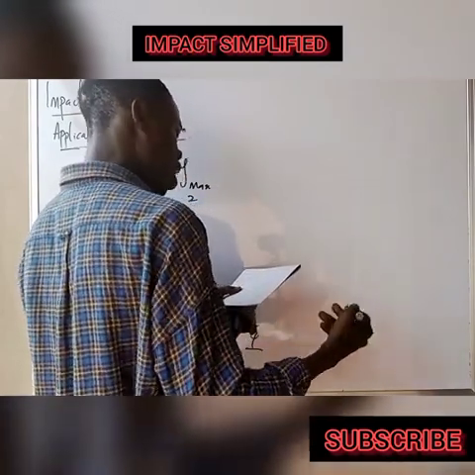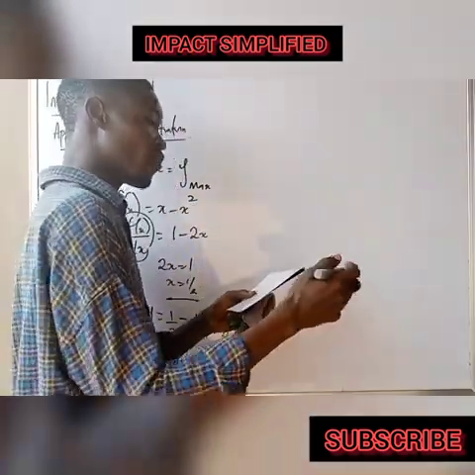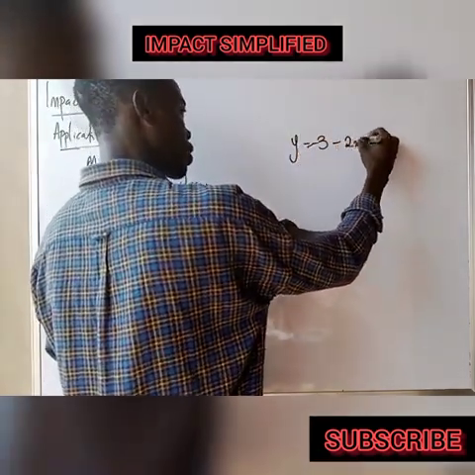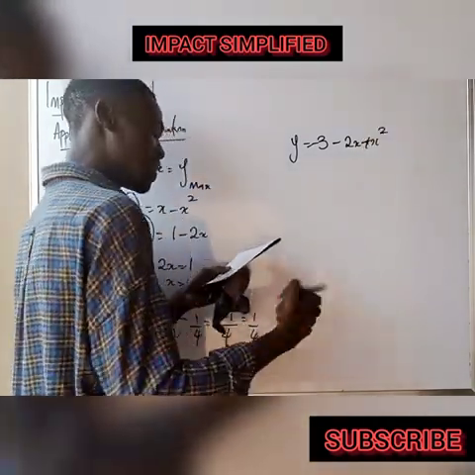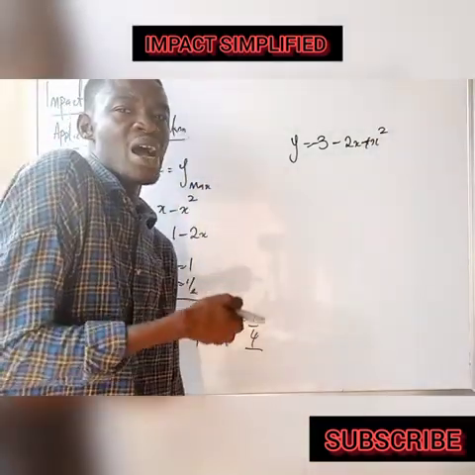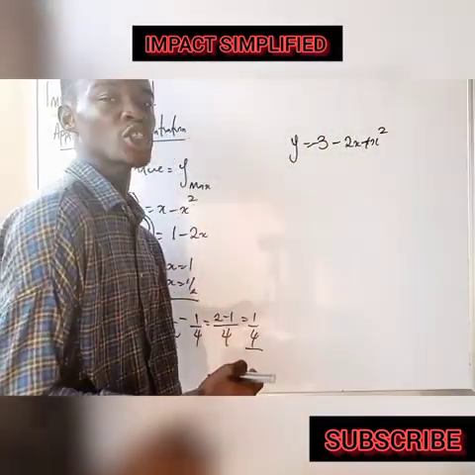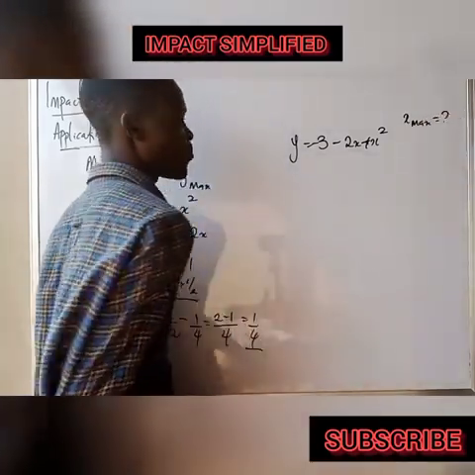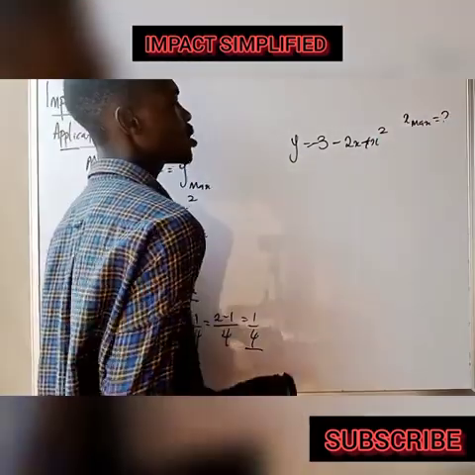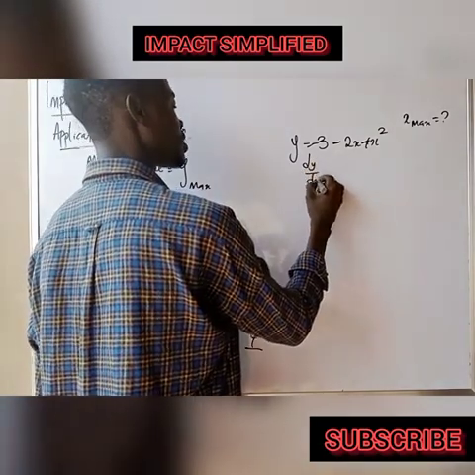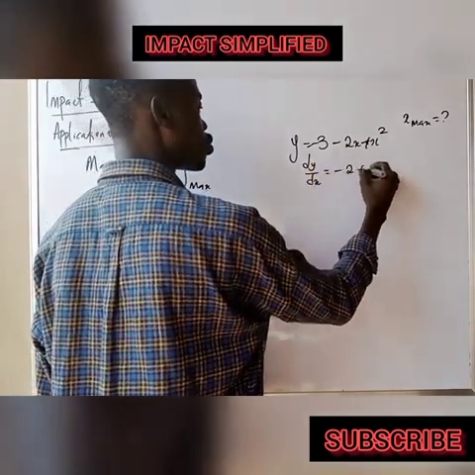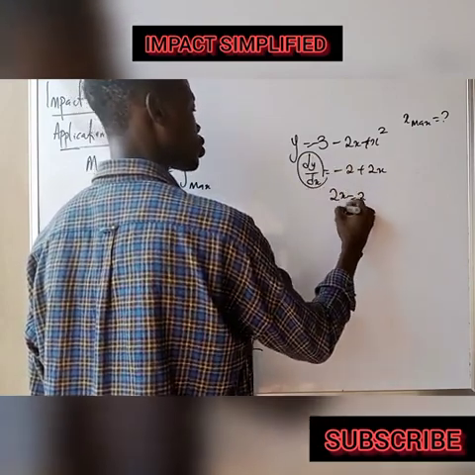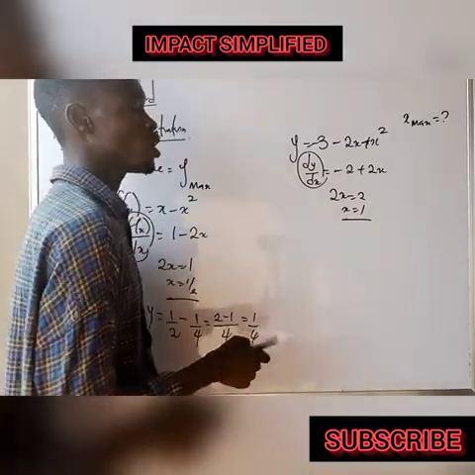Now they said at what value of x does the function minus 3 minus 2x plus x squared attain a maximum value? At what value of x does this function attain a maximum value? That means we are looking for the maximum value of what? Of x. And what is the step? It's simple. You differentiate. The dy over dx will give us minus 2 plus 2x. You equate this to 0. That will give us 2x is equal to 2, and your x is 1. 1 will be in the option.